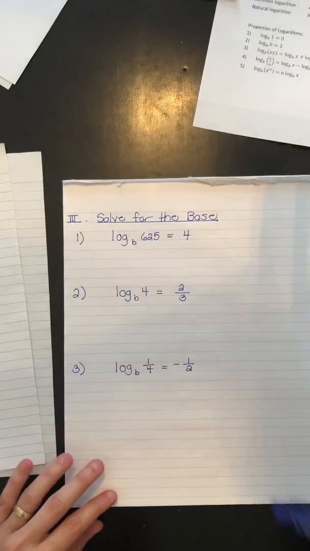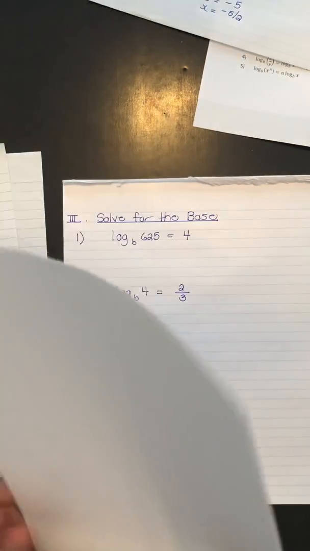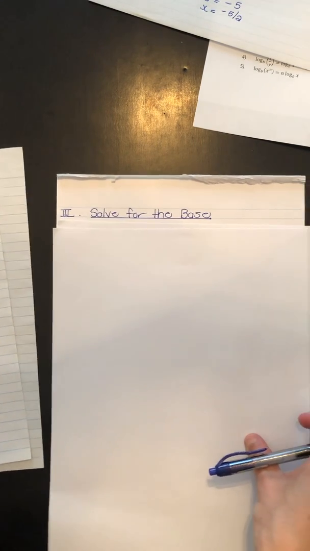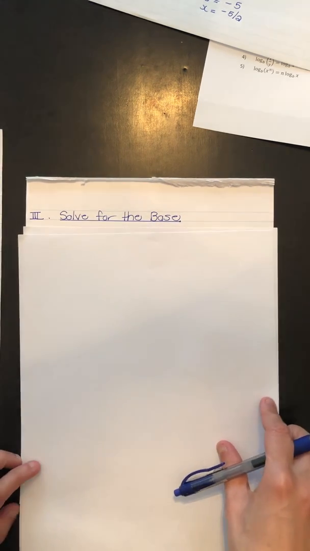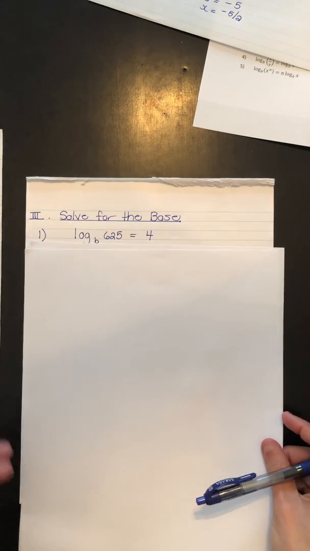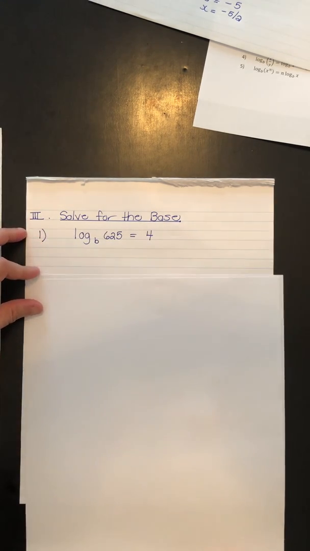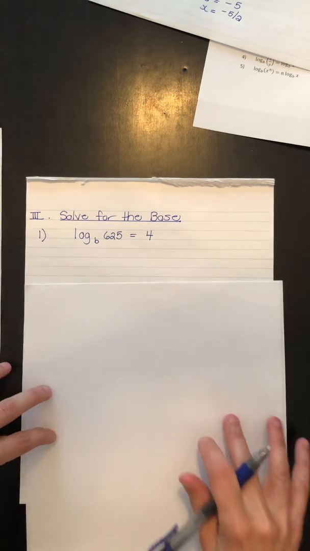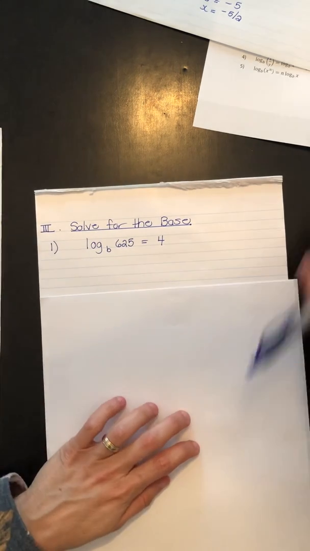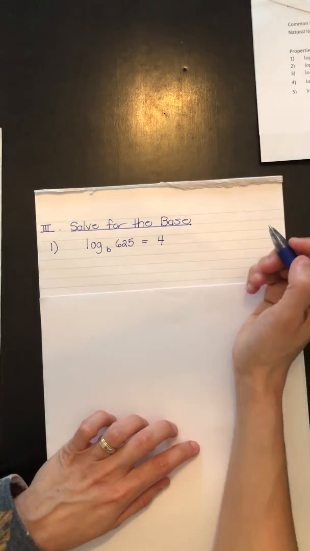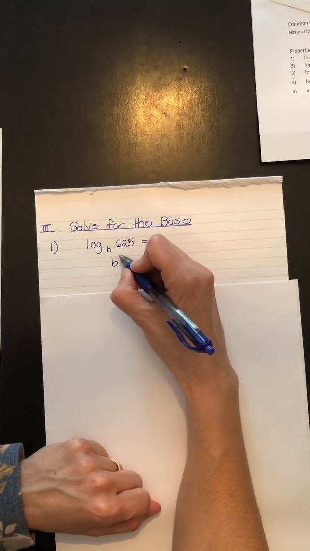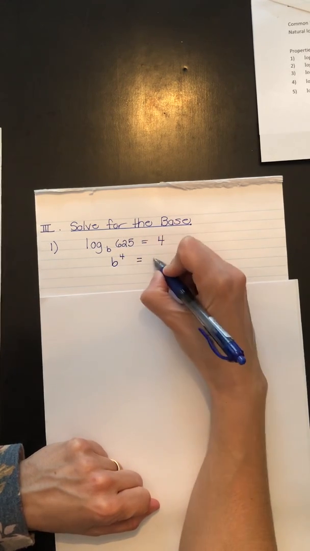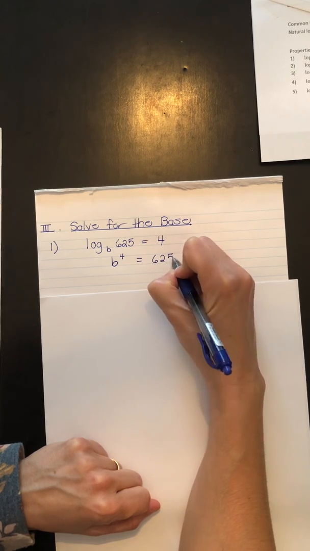Okay, one last thing we need to do, and that is make sure we know how to solve for the base. Okay, so here we will look at 3 examples. Example 1. And as you might imagine, we begin by switching forms. So we write the base is b, the exponent is 4, and we're going to set that equal to 625.